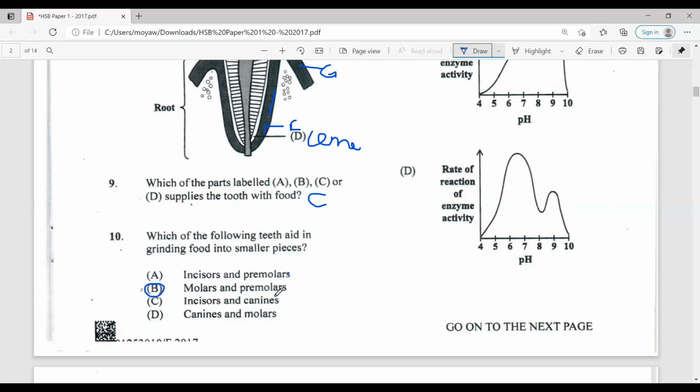So C, incisors and canines, definitely no. These are found in the front. Then D, canines and molar, we only have one. So the best option would have definitely been B.